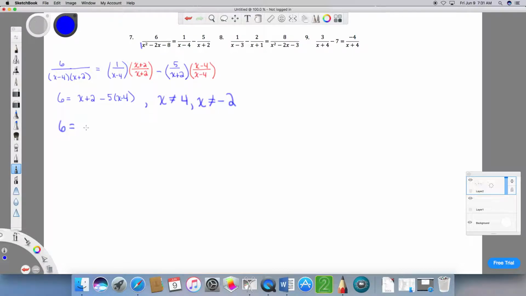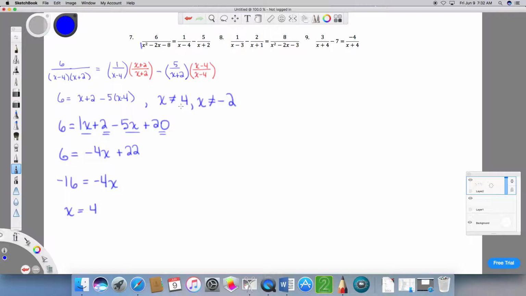So on the left-hand side, we have 6. On the right-hand side, we have x plus 2 minus 5x plus 20. Multiplication distributes over subtraction. And we have like terms on the right-hand side that we want to combine. 1x take away 5x's is -4x, and plus 22. If we subtract 22 from each side, then we have -16 is equal to -4 times x, so we divide each side by -4, and -16 divided by -4 is +4.